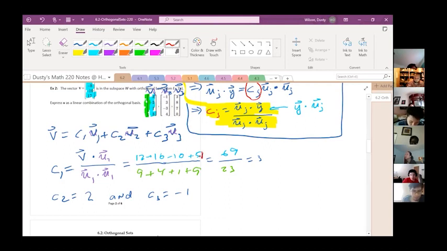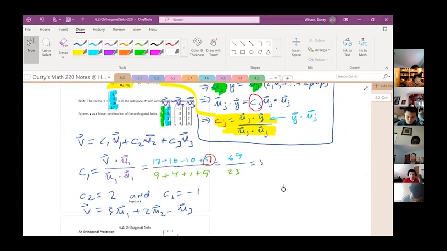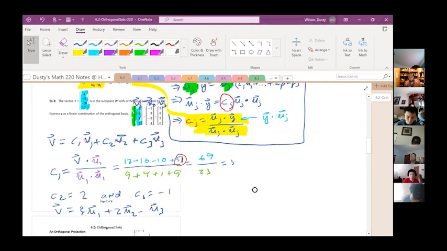I think I said 51 and wrote 5. Thank you for the correction there. So altogether, we have that V is equal to 3U1 plus 2U2 minus U3. Questions, comments, corrections?